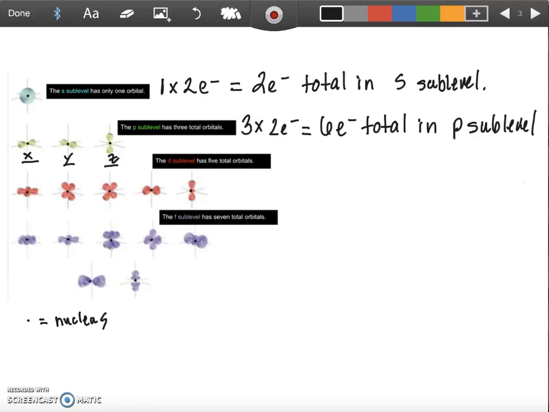Once you fill the P sublevel with 6 electrons, you then have to move to the D sublevel, which has 5 different orbitals in it. Now, I'm not going to get into the names of each of those orbitals because this is where it gets really complicated. So you don't need to know the shapes of the orbitals, you just need to know how many electrons are held in each sublevel. Because there are 5 different orbitals in the D sublevel, and each orbital holds 2 electrons, that means in total the D sublevel has 10 electrons total.